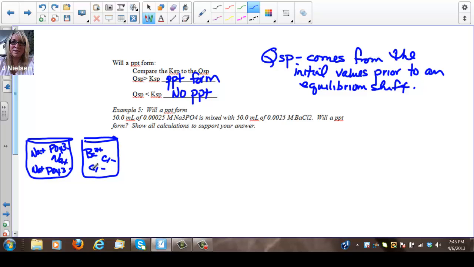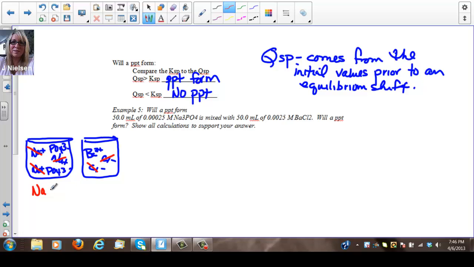Well, there's a couple of things that you know right away that you're not going to be interested in. You're not going to be interested in Na because Na combines with everything. And you're not going to be interested in the Cl because Cls are always aqueous unless combined with silver, lead, or mercury. But go ahead and write the reaction.